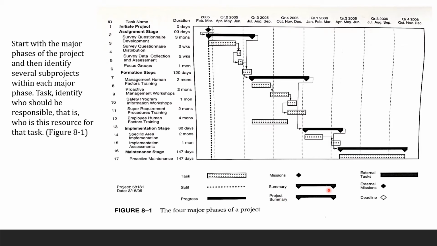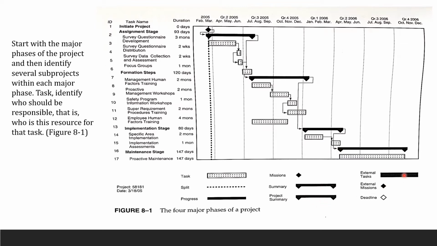Summary is right here. We can see summarizing phase 1, phase 2, phase 3, and phase 4, yeah? Project summary, same thing. These are all phase 1, 2, 3, 4 project summaries. They look pretty much alike. It's the same thing anyway.